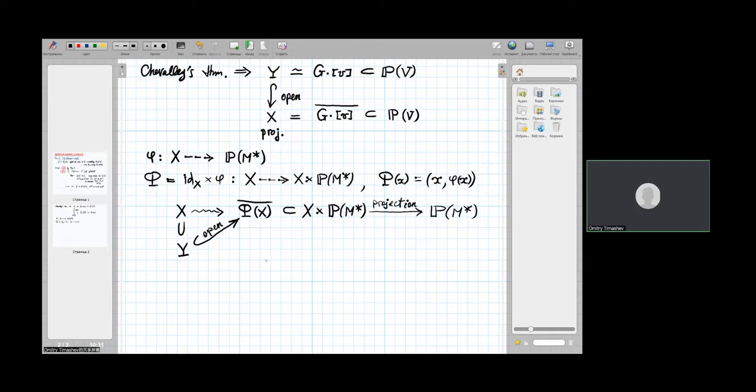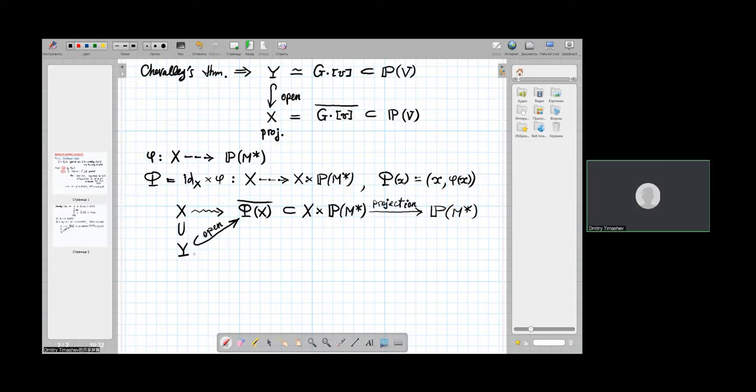And therefore, this projection map composed with this embedding of Y into this closed image gives back the map phi, small phi, on Y, which we had before. So what we have done, we have embedded Y as an open orbit in this projective variety. But now this projective variety has a map onto this projective space, which extends the map phi from Y.